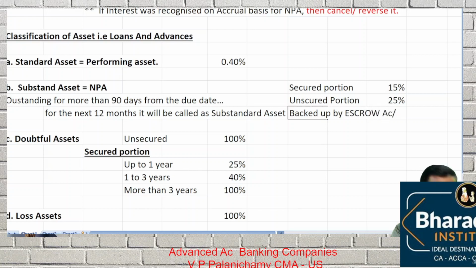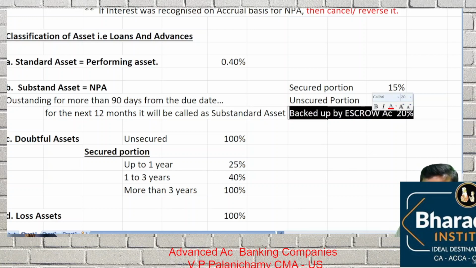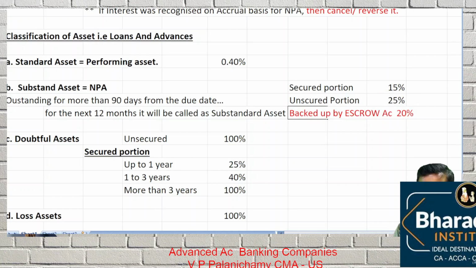Escrow account is opened in certain special events like buyback of shares or, for example, redemption of preference shares, or certain special legal transactions. This escrow account is required. Suppose money is kept in escrow account, if the loan is backed up by escrow account, then for that 20% provision is required.